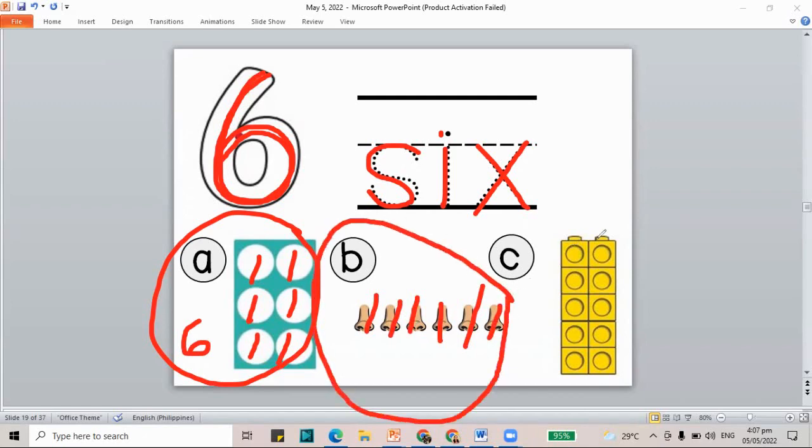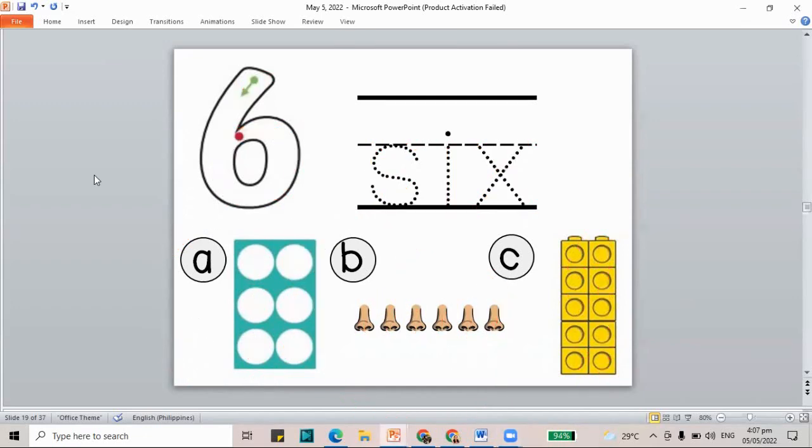And for letter C, is this six? Mark and count. One, two, three, four, five, six, seven, eight, nine, 10. This is 10, not 6. Let me write 6 here in our noses. Let's jump to another group of things.